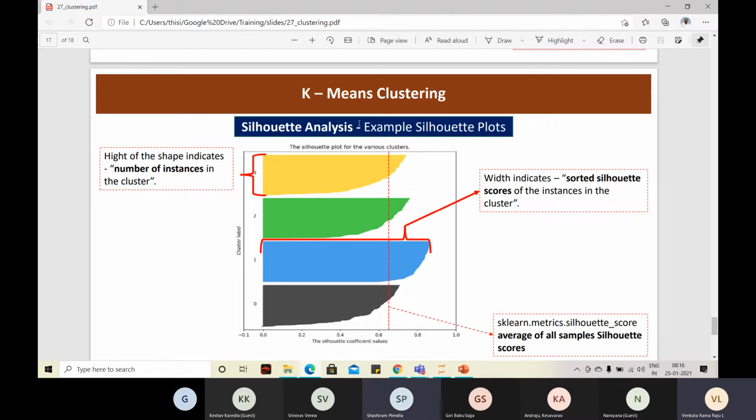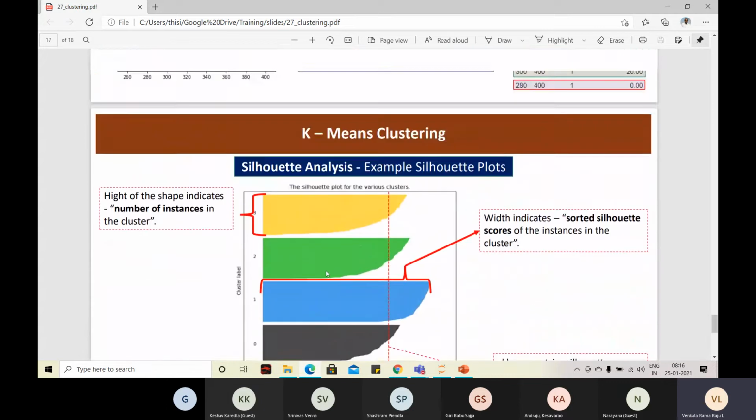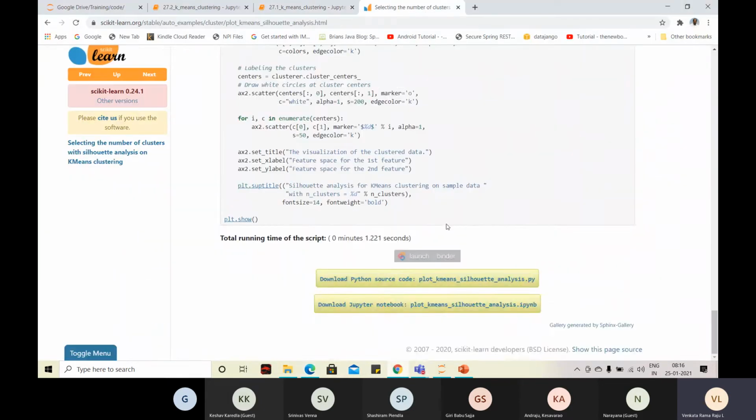So here the best number of clusters is 3 or 4? 4. There are 4 clusters. If you do 4 clusters, you will get 4 knives. If you do 3 clusters, you will get 3 knives. If you get two clusters, you get 2 knives. This is just an example diagram. I took it from the documentation. I didn't plot it for our data.